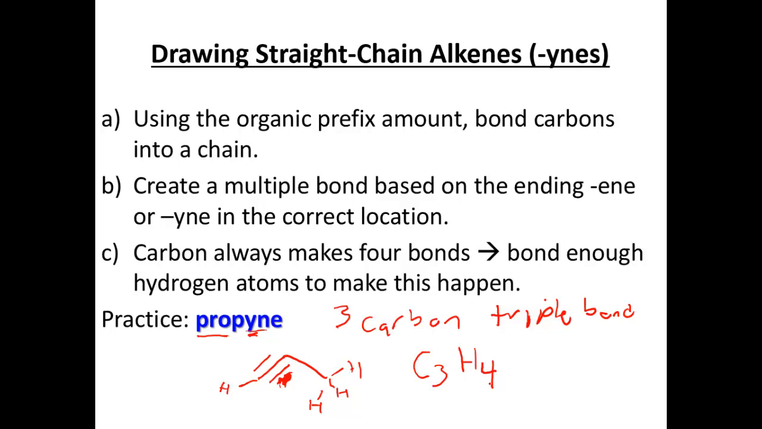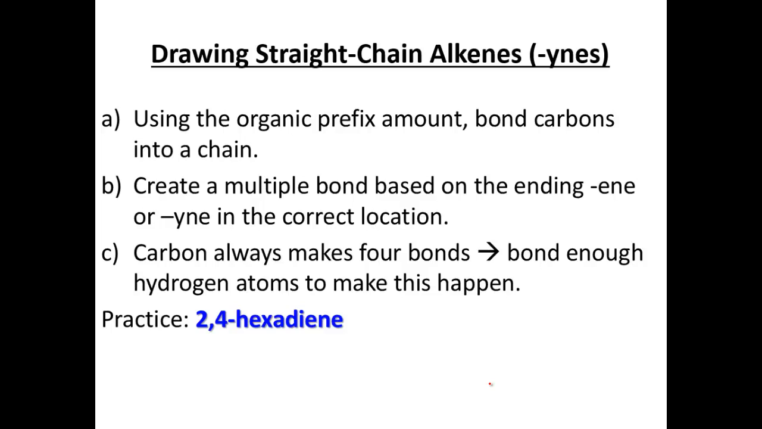Now to start moving our double bond, we can also add in multiple double bonds. So 2,4-hexadiene: hexa for 6 carbons, di, and 2-ene for double bonds. And the 2 and the 4 are where they're located at.